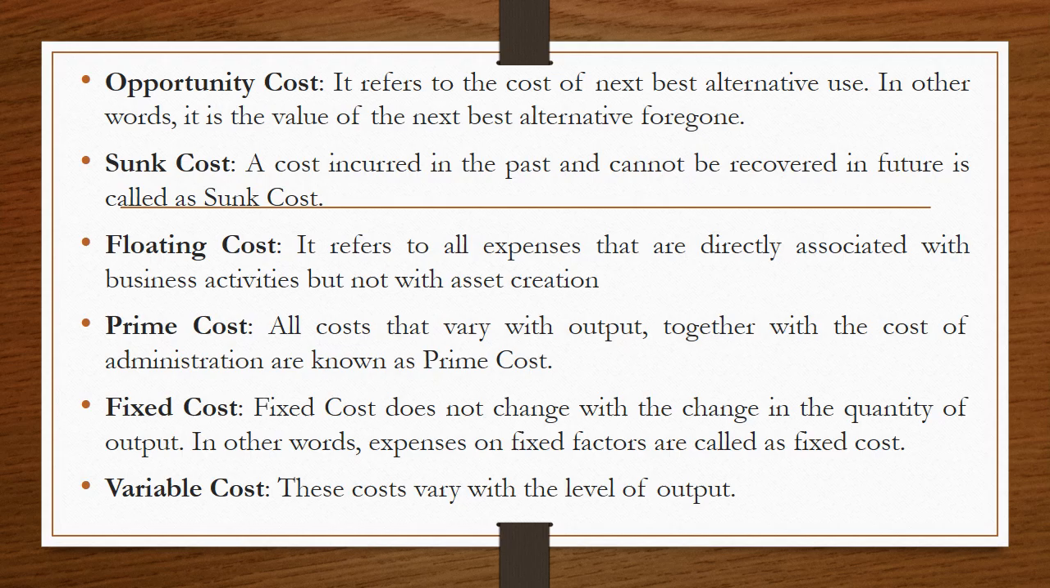Next, sunk cost. What is sunk cost? It is a cost incurred in the past which cannot be recovered in the future, and it is therefore known as sunk cost. What about floating cost then? Floating cost refers to all expenses which are directly associated with business activities but not with asset creation. Then moving to prime cost. It includes all costs that vary with output together with the cost of administration. It is formally known as prime cost.